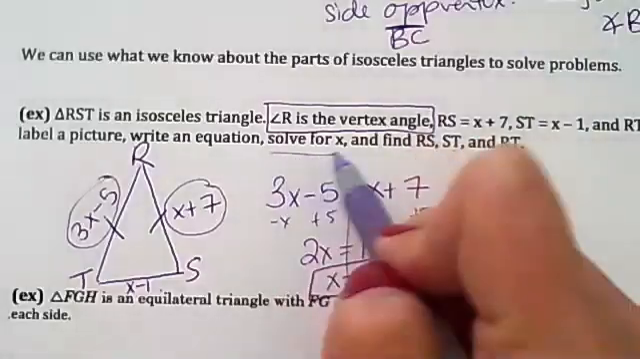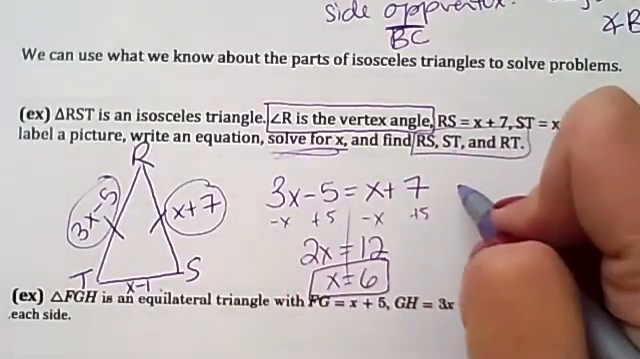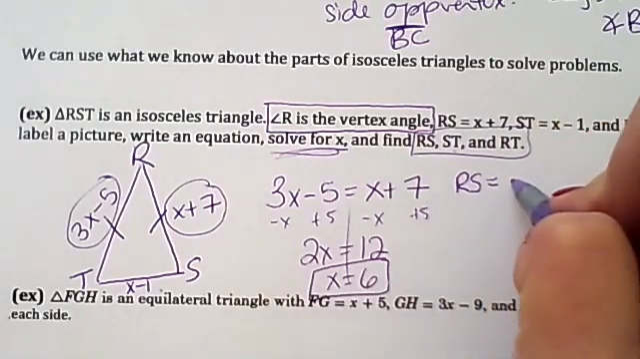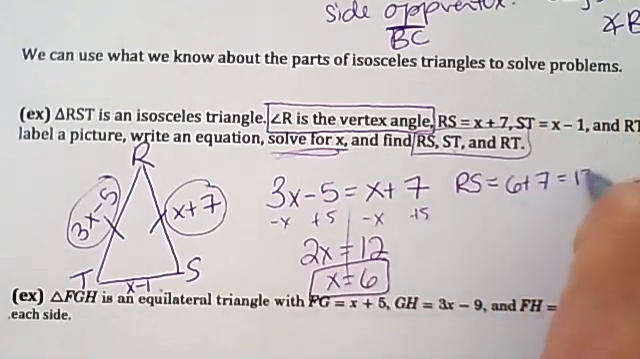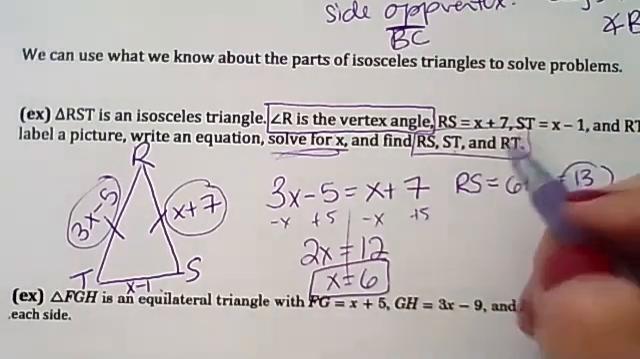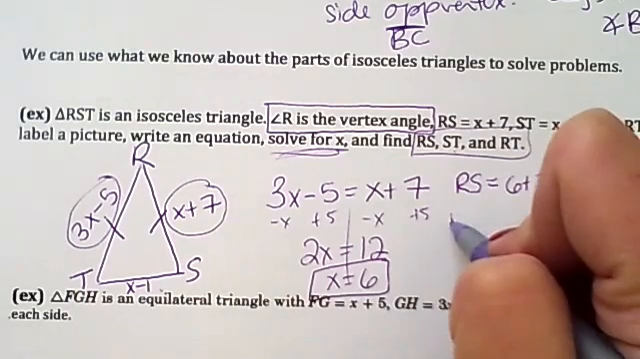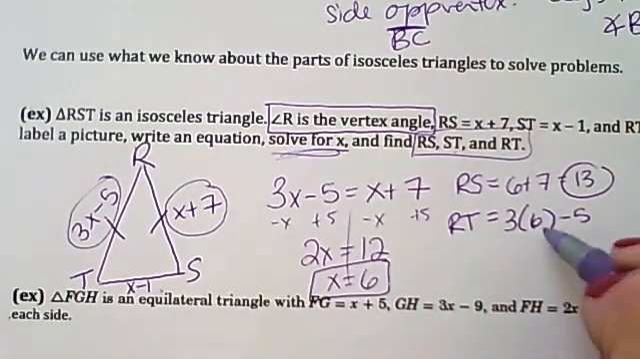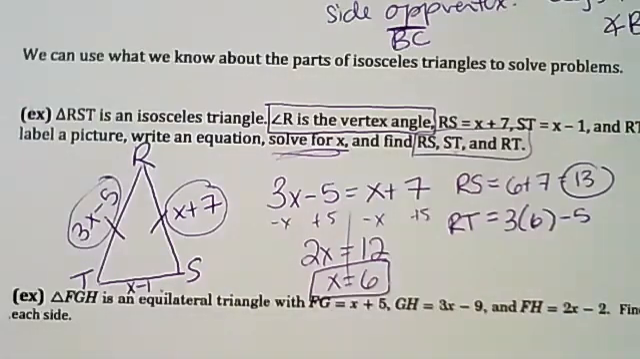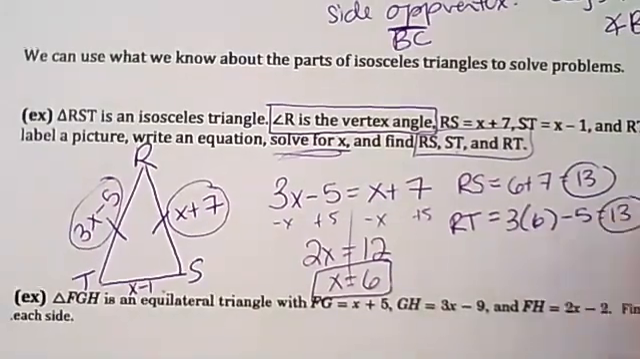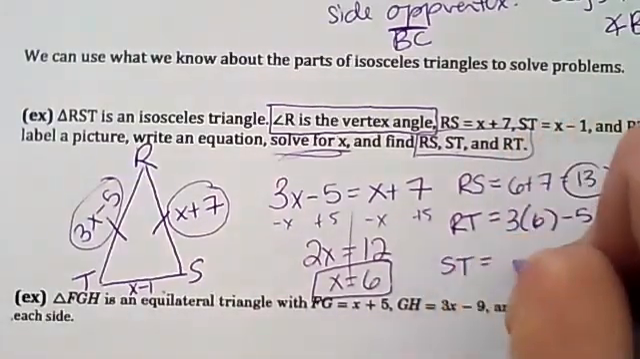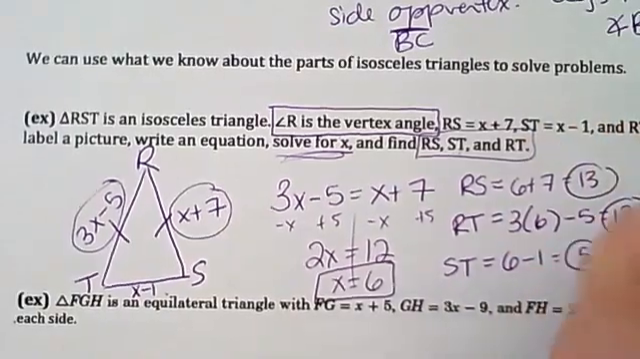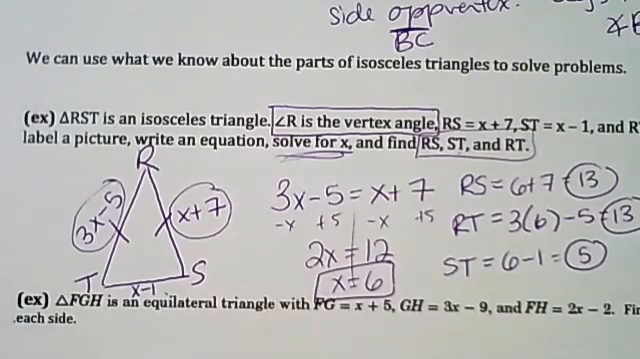So I found x, I solved for x. Now I just have to find these sides, so I just have to plug in x. RS is x plus 7, so 6 plus 7, which is 13. Remember, when you find the length of them, you just plug it in. Next, RT is 3 times 6 minus 5. So 3 times 6 is 18, minus 5 is 13. And then lastly, ST is x minus 1. So 6 minus 1, which is 5. So that's the lengths of the sides of this triangle. Notice two of them are the same. They should be, because it's isosceles, right? So that's that example.